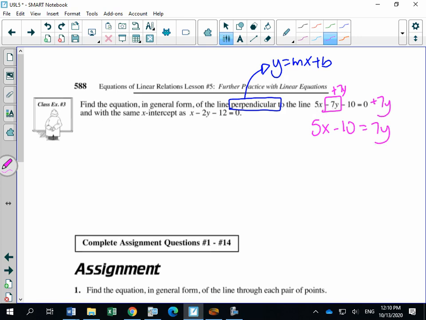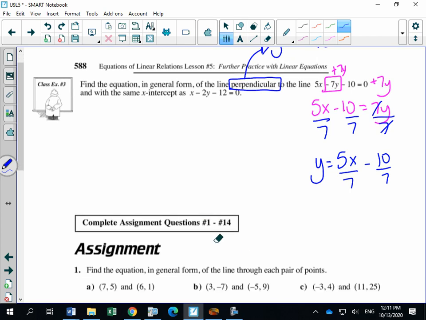And then from here, Kieran, what do you want me to do to get y by itself? Yes. Divide everything out by 7. And then what I have is 5x over 7 minus 10 over 7. So who cares what this y-intercept is? Because all I'm looking for from this equation is the slope. Okay? So Ella, what's the slope of this line that I just figured out?